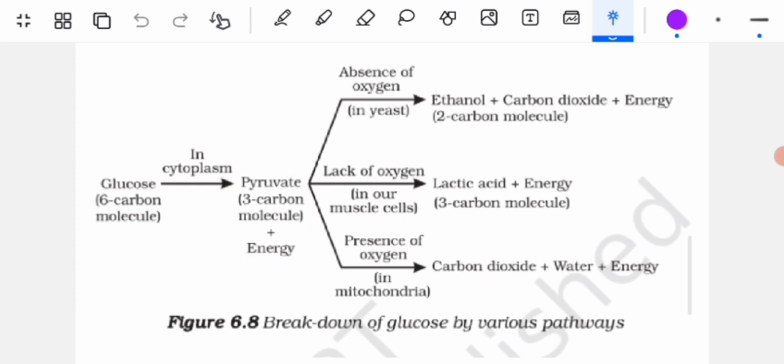First we will discuss what is going on in anaerobic respiration. Anaerobic का मतलब क्या है? Without oxygen, absence of oxygen. कहाँ पर होता है? ईस्ट में होता है. किस प्रोसेस में होता है? फर्मेंटेशन प्रोसेस में होता है. और क्या प्रोडक्ट मिलता है हमको? इथेनॉल, कार्बन डाइऑक्साइड एंड एनर्जी.